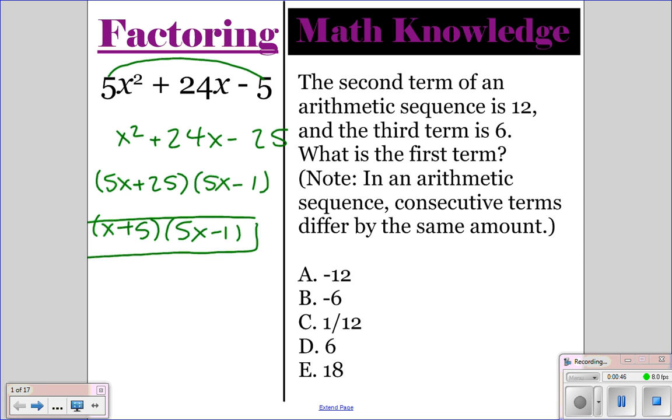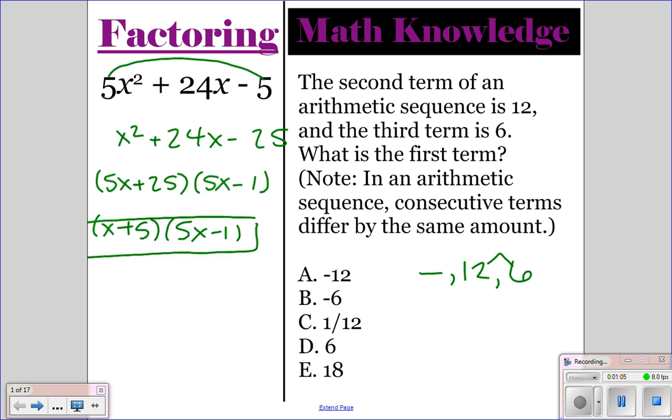For the math knowledge question, it says the second term in a sequence is 12. So we don't know the first term. We know the second term is 12 and the third term is 6. And then we want to find the first term. And it says in this sequence, consecutive terms differ by the same amount.